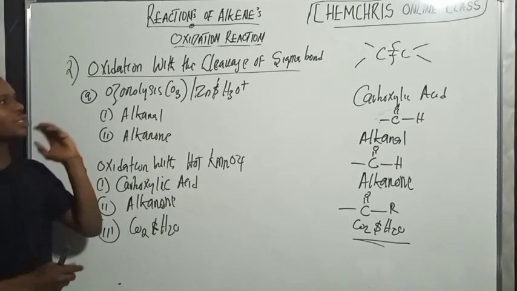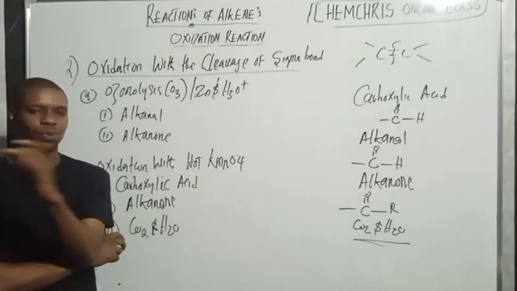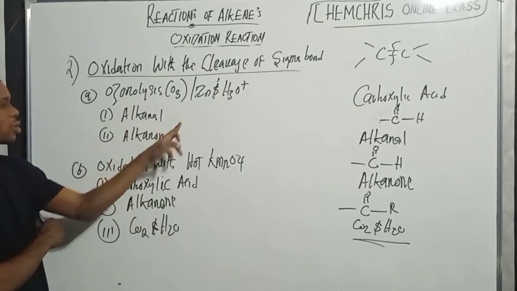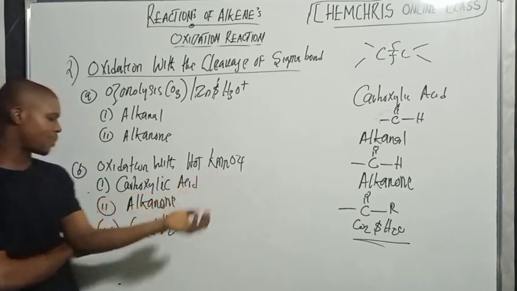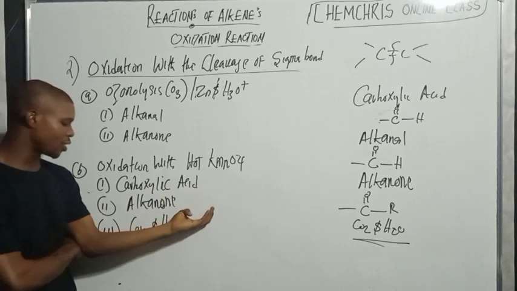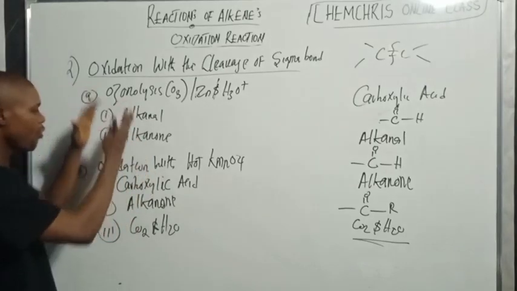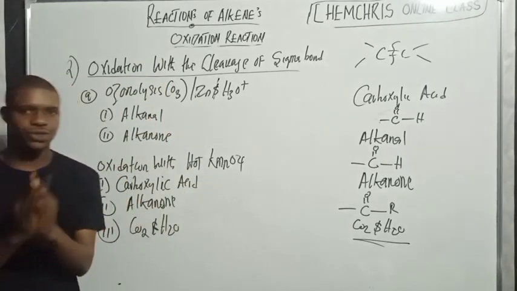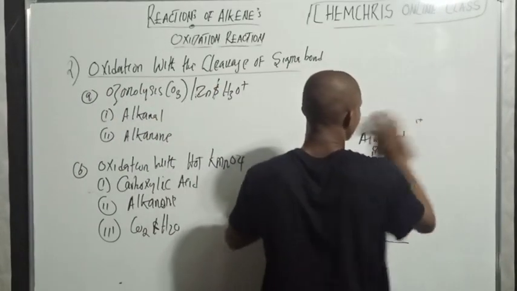So this one involves oxidation with the cleavage of the sigma bond, that is breaking both the pi bond and the sigma bond. If you use ozonolysis, the two products are either aldehyde or ketone. When oxidizing with hot KMnO4, it can be a carboxylic acid, a ketone, or CO2 and water. So how do we know this? Before we move into this properly, I want to teach you something very important. Without what I'm about to teach you, there's no way we will understand this. So let me teach you this before we move on.